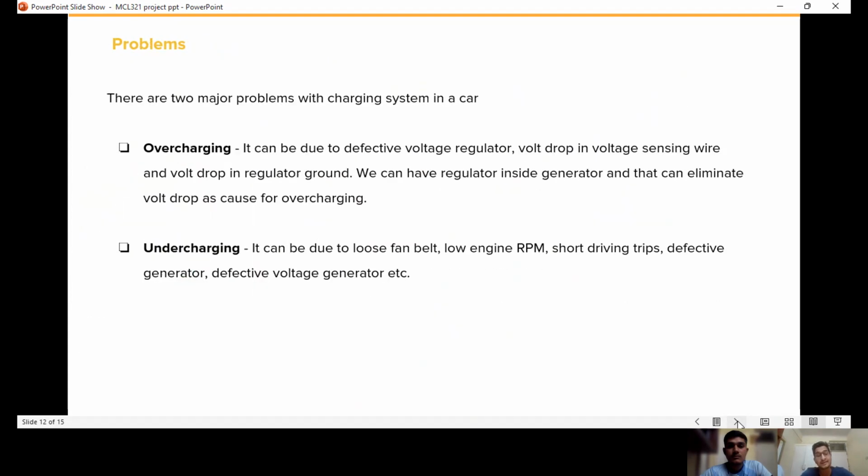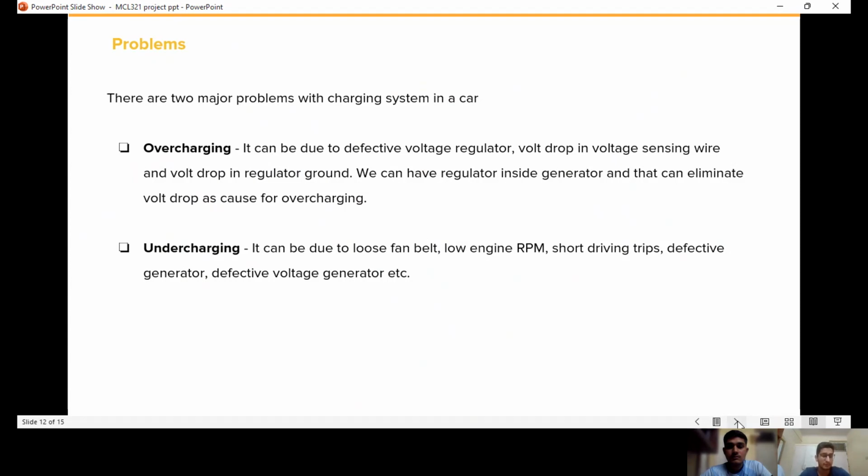In the charging system, two problems majorly occur. The first is overcharging, which is when we are supplying electric charge to the battery even if it is at full capacity. It happens due to a defective voltage regulator, voltage drop in the voltage sensing wire, and voltage drop in the regulator ground. One way to minimize this is by having a regulator inside the generator.